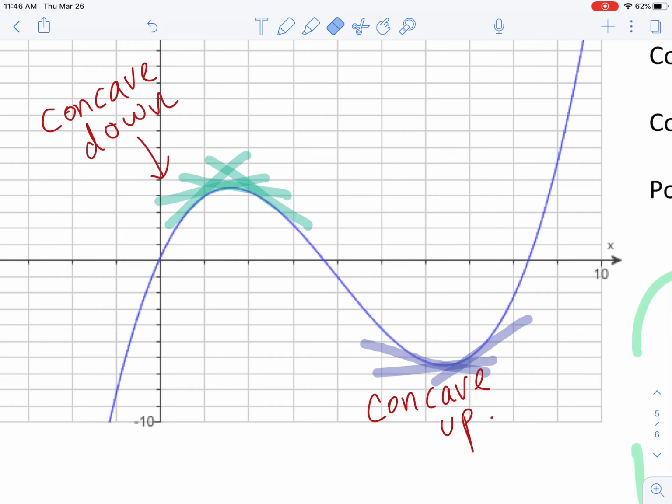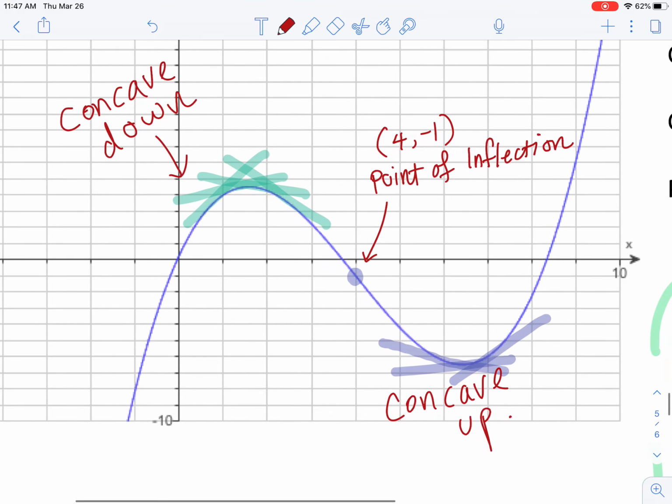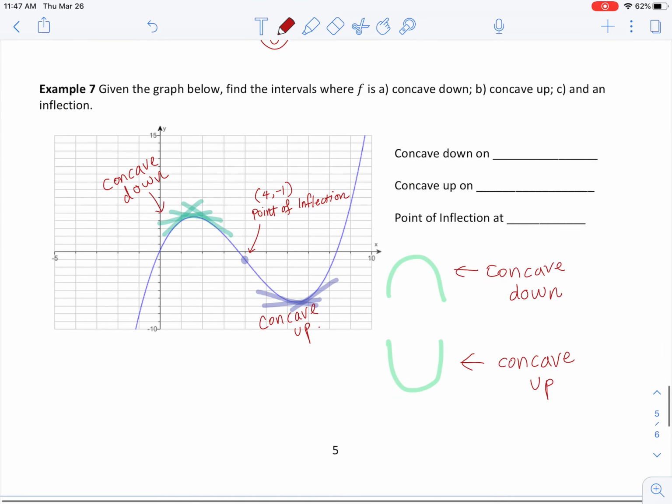And we also see at that point right there, oh, I deleted everything. This point right there is where that concavity changes. So we will say this point right here, 4, -1, is the point of inflection. Okay, so let's write our answers. This is concave down on -infinity to 4. Concave up on 4 to +infinity, and the point of inflection is at 4, -1.